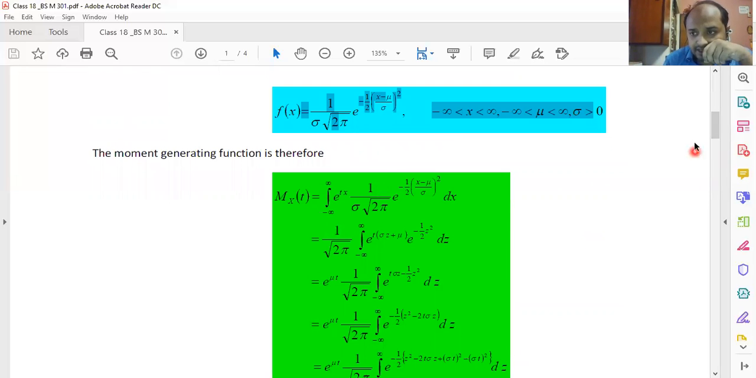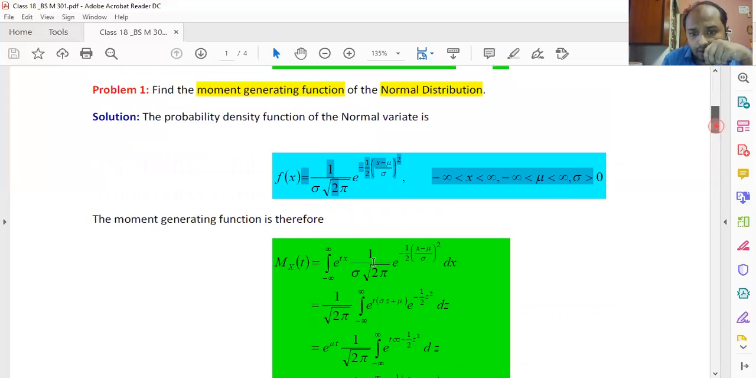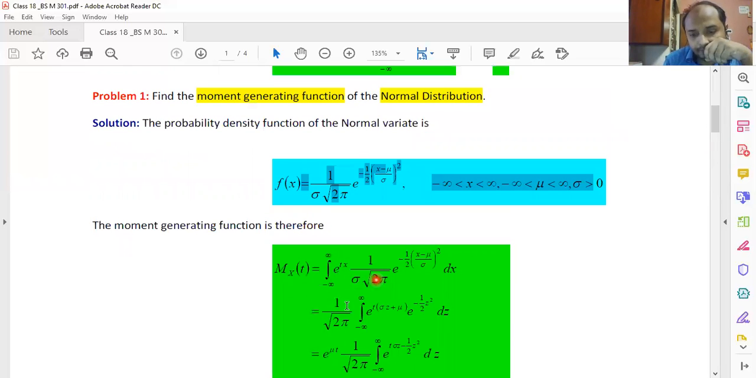Now, I'm going very slowly. 1 by root 2 pi is the constant term which can be taken outside the integration sign. And in place of e to the power tx, I'm writing e to the power t, since z equal to x minus mu by sigma, x will be sigma z plus mu. And since x minus mu by sigma is z, I'm substituting z in place of that, and we are going to get e to the power minus half z squared. And since 1 by sigma into dx is dz, I'm substituting dz over here.